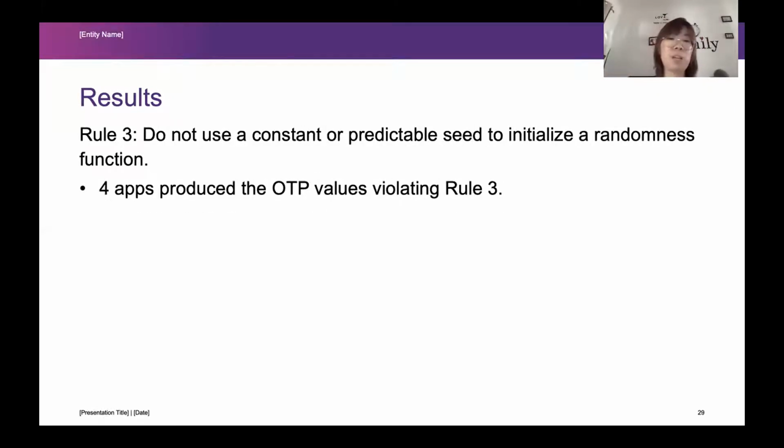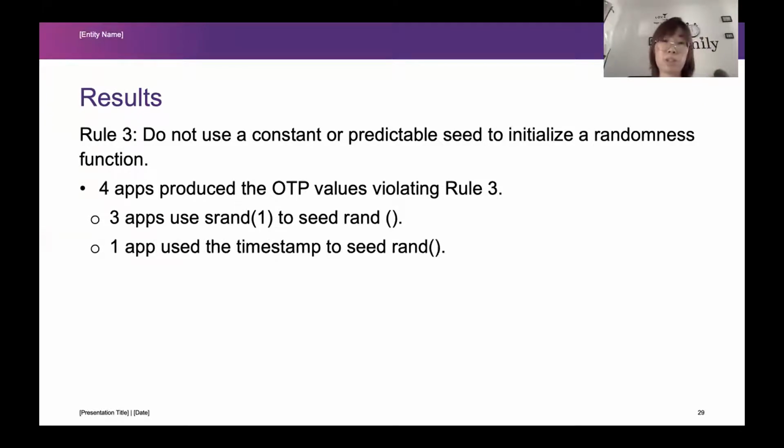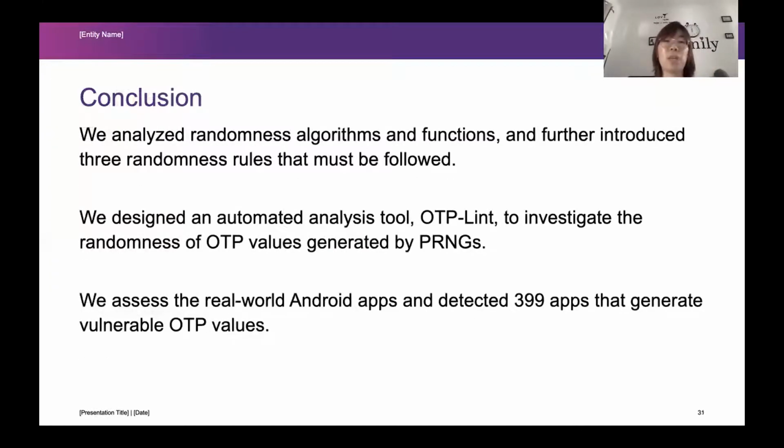Finally, we also found 4 applications that use a constant and predictable seed to initialize the randomness function, which means 3 of them are using the srand function. This one generates a constant seed to seed the pseudo-random number generator, and 1 of them is using the timestamp. So finally, we analyzed the randomness algorithms and functions, and based on these, we generated the specific rules that must be followed.